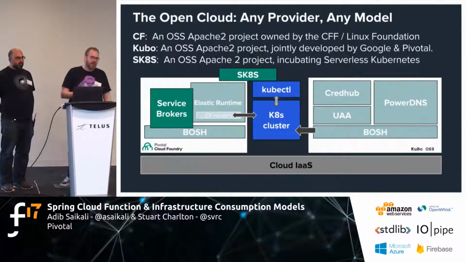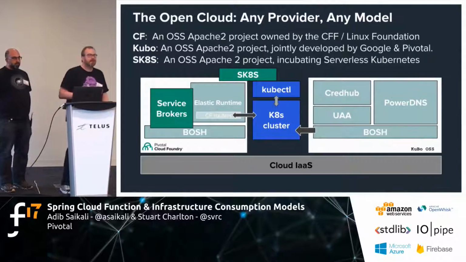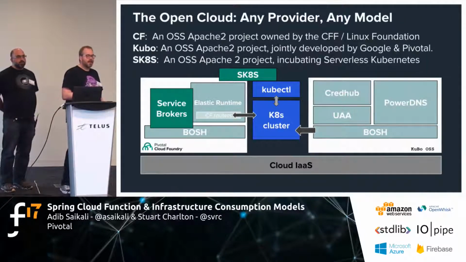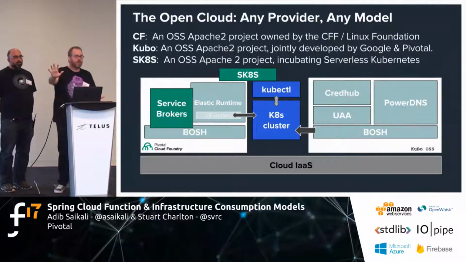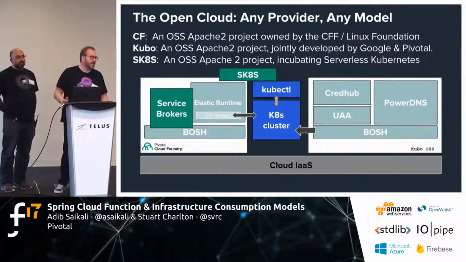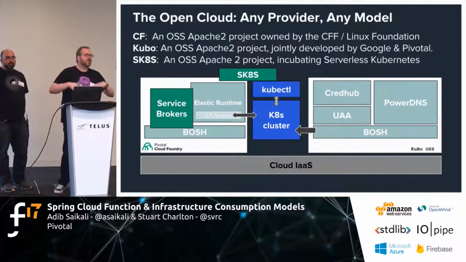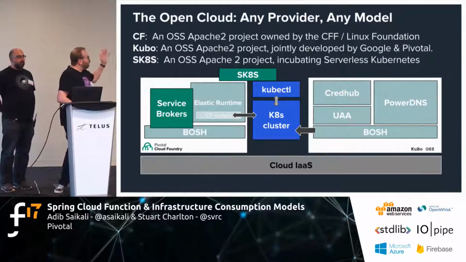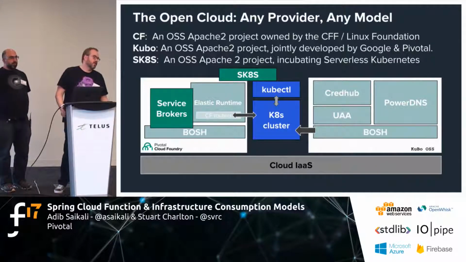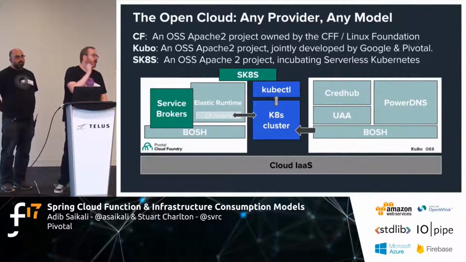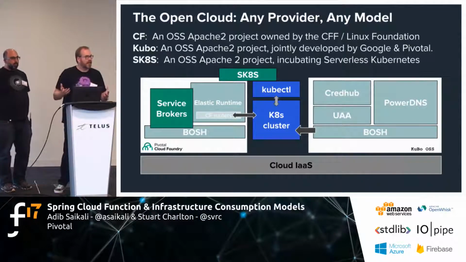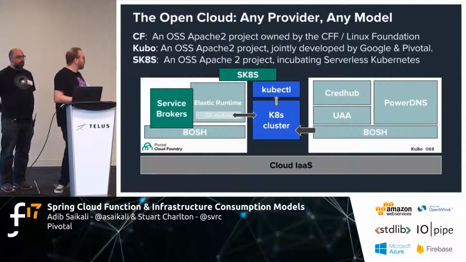So Pivotal's vision is an open cloud. Any provider, any program, any model under the covers, whether it's containers, apps, or functions. So for those who aren't familiar, Cloud Foundry is an open source project owned by the Linux Foundation. Cloud Foundry Foundation is a sub-project. It's a platform as a service, you can install it anywhere you want, basically. Kubo is a joint project from Google and Pivotal, and it's an ability to, again, take a Kubernetes cluster and automatically install it, upgrade it, scale it, manage it at scale on any cloud as well, using Bosh, which is a config management, provisioning, and packaging system that is also open source.